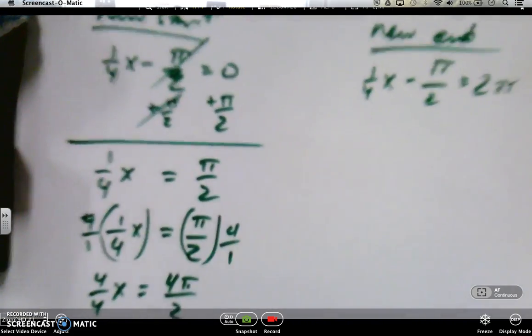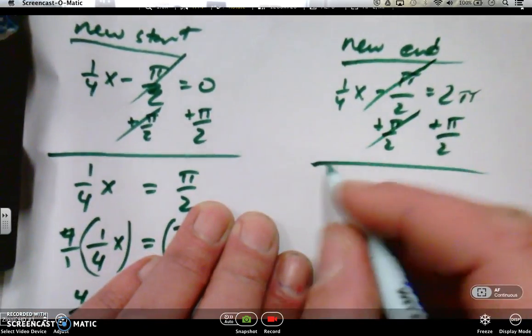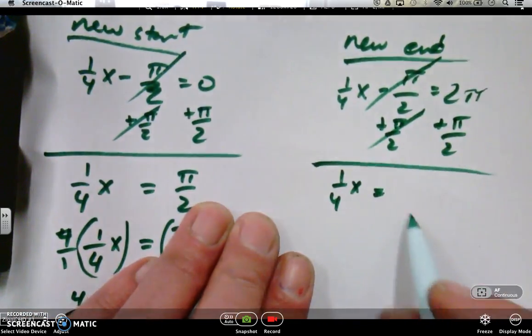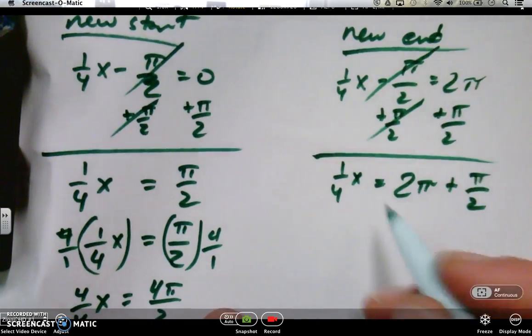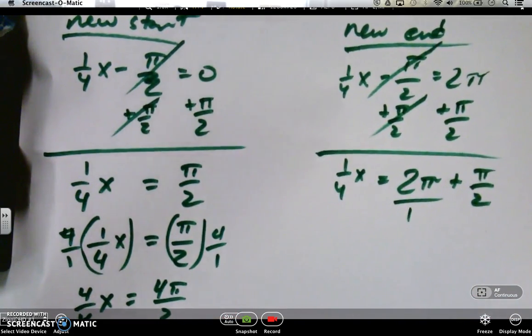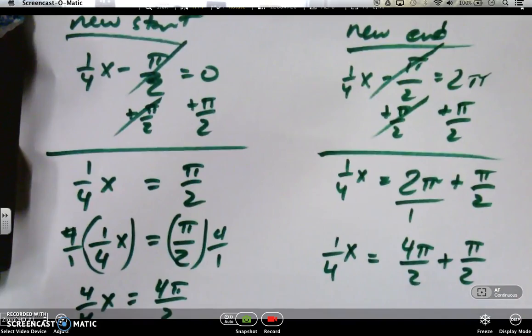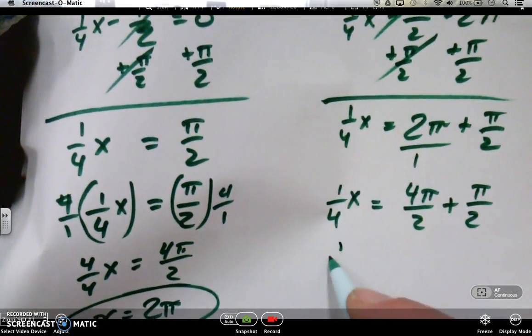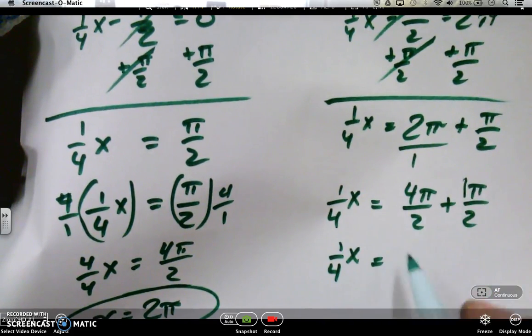Keep that memorized. All right, come back over here. Plus pi over 2, plus pi over 2. It cancels right there, and again, we have 1/4 x. But this time we can't add these as they are. It's 2 pi plus pi over 2. So let's make 2 pi into a fraction by putting it over 1. And then if we multiply the top and the bottom by 2, you get 4 pi over 2, because 4 over 2 is the same as 2, plus pi over 2. We needed that common denominator so we can add these. So 4 pi plus 1 pi is 5 pi over 2.